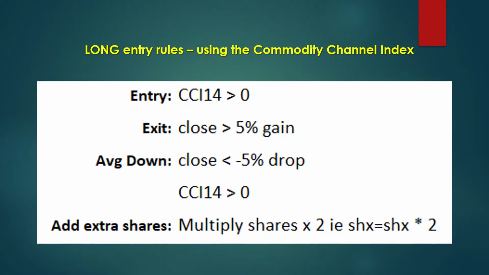So first, I'm about to demonstrate the entry and exit strategy with two scenarios. The first scenario is where we enter the trade when the commodity channel index 14 period crosses over the zero line. We exit the trade when the closing price gains at least 5%. Now we average down when the close day declines by at least 5% and the CCI14 breaks above the zero line. We then buy double the quantity of shares from the previous trade we made.